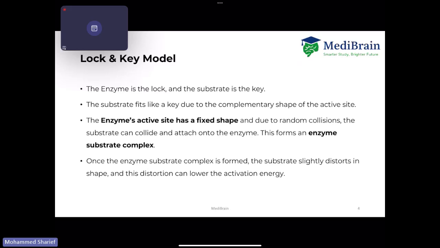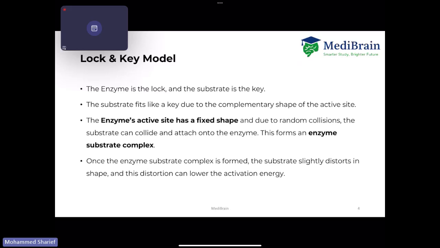Now, this is the lock and key model. You would have looked at the lock and key model at GCSE, and it's not really touched upon at A level. However, there's a new model of enzymes that you are going to learn in this lesson. Questions could ask you to compare the two models. So just to recap on the lock and key theory.